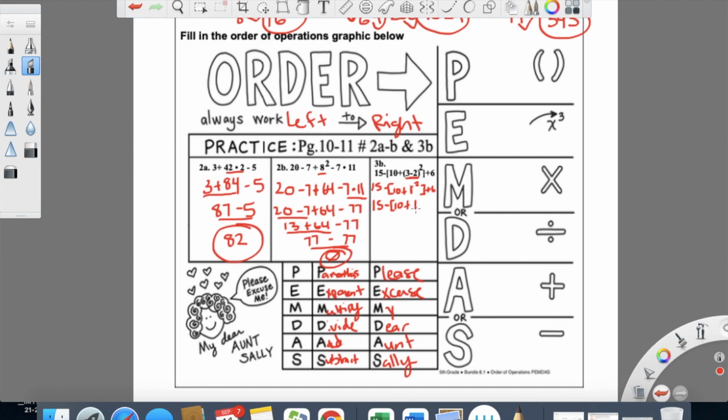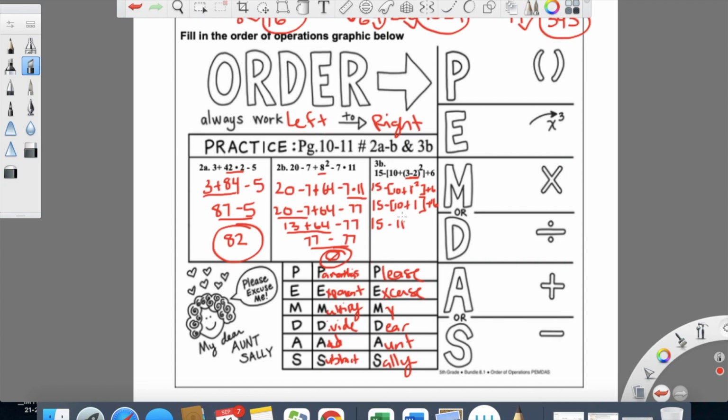Doesn't matter how big the number of the exponent I put on there. I can do 1 to the 1,000th exponent. Doesn't matter. It's still 1, because I'm still just multiplying 1 by itself. And then plus 6 is still on the outside here. Now I can deal with this 10 plus 1. So I end up with 15 minus 10 plus 1 is 11.